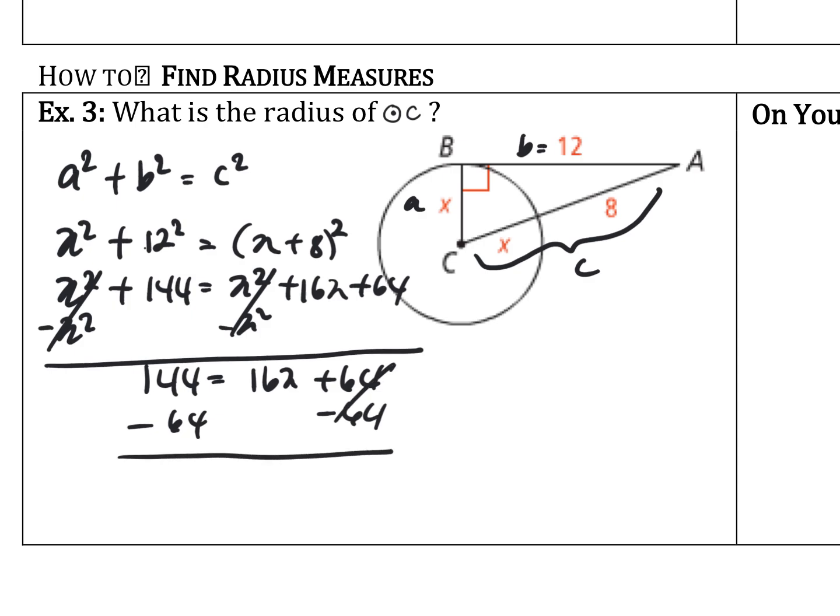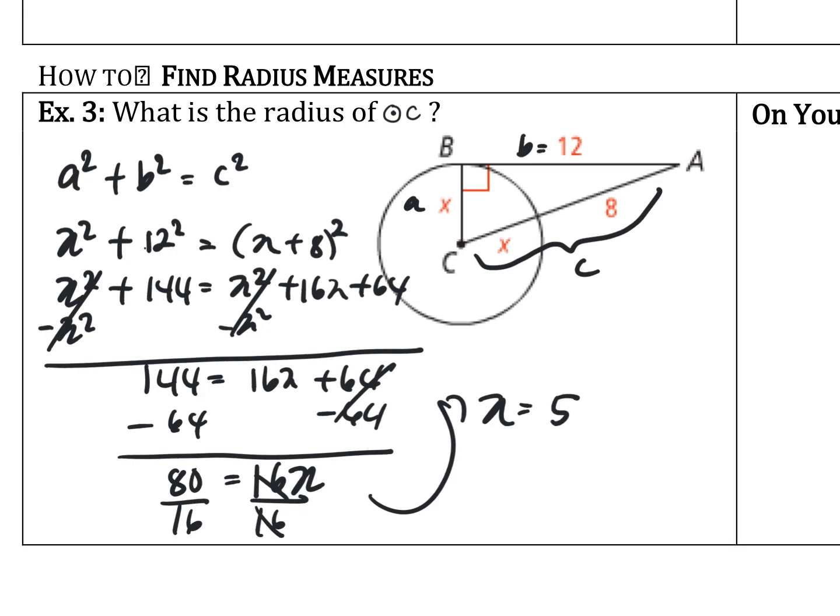So we're going to be left with 16x is equal to 80. We divide both by 16. This is now going to give you x is equal to 80 divided by 16 is going to give you 5. Okay, so therefore, we can say that the radius is equal to 5.